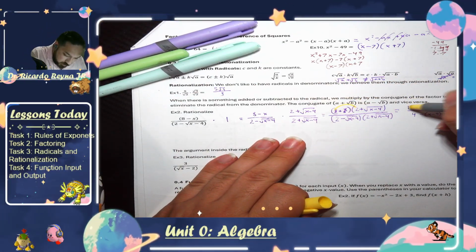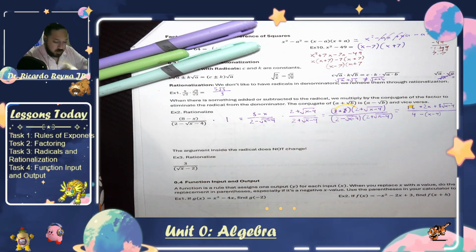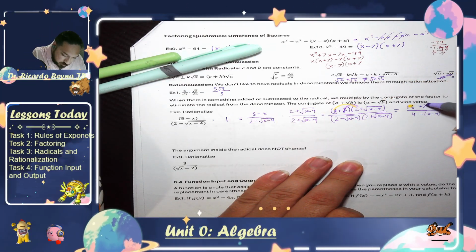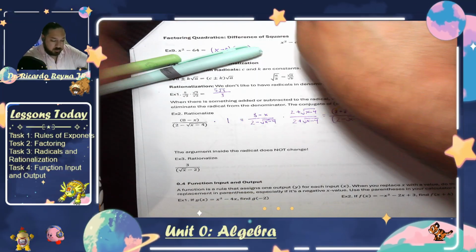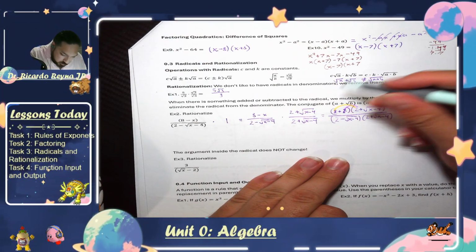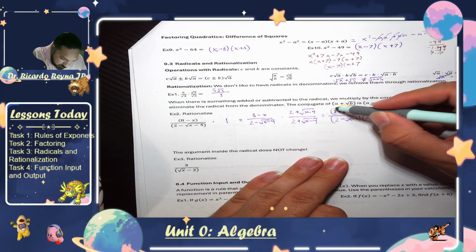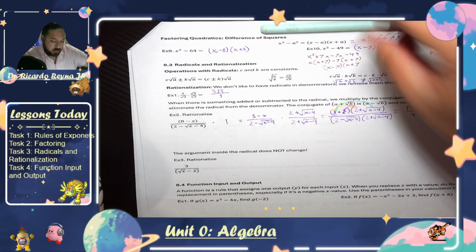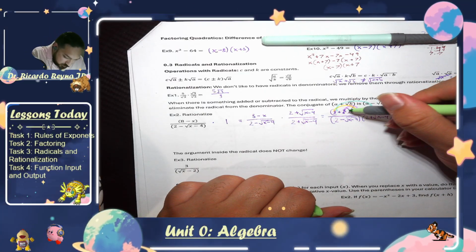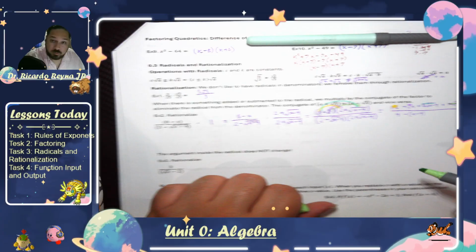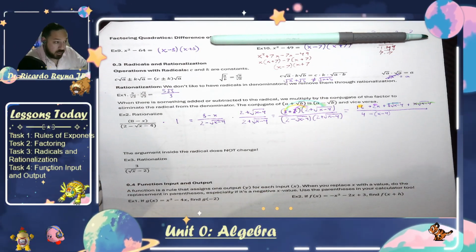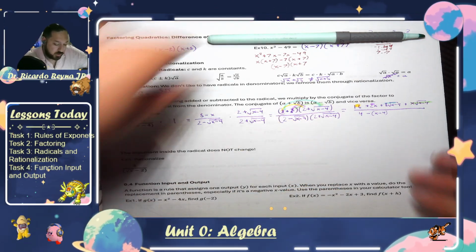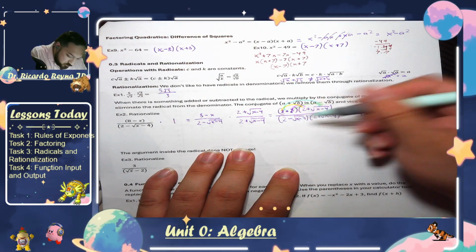8 times 2, that became the 16. And then x times 2, that became the 2x. And then we got 8 times that square root, that became this. And then x times that square root, and that became this. Okay. And then for the bottom, I jumped to these two first. I don't know why I did that, but we can still do it anyway.